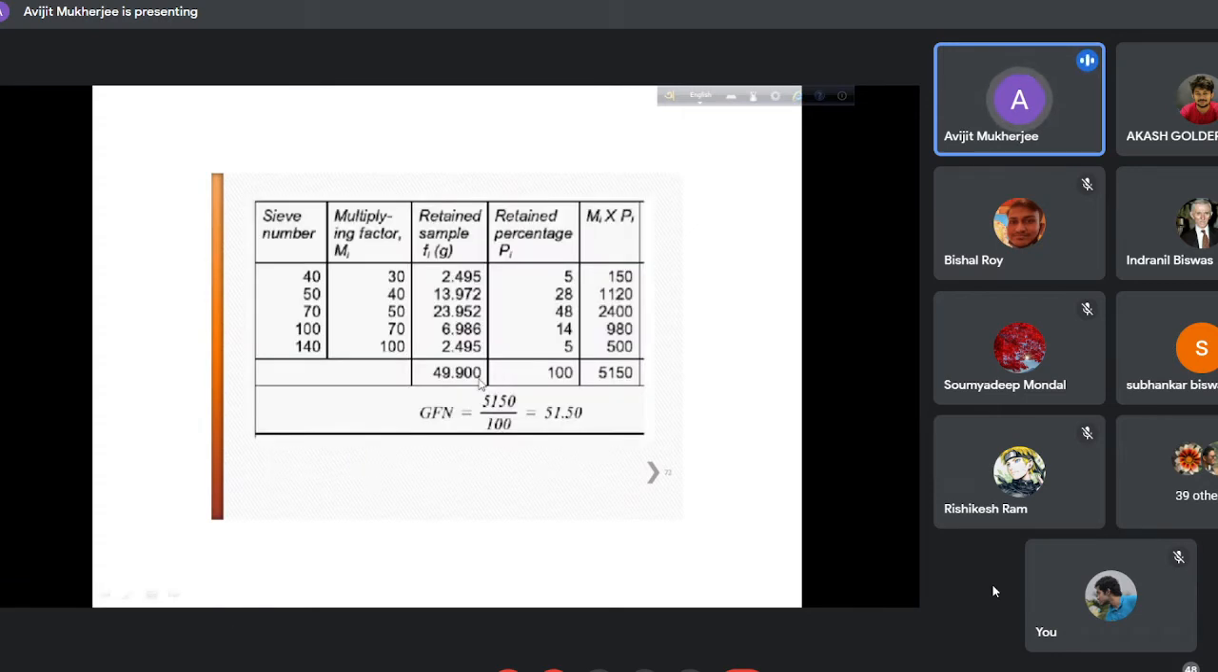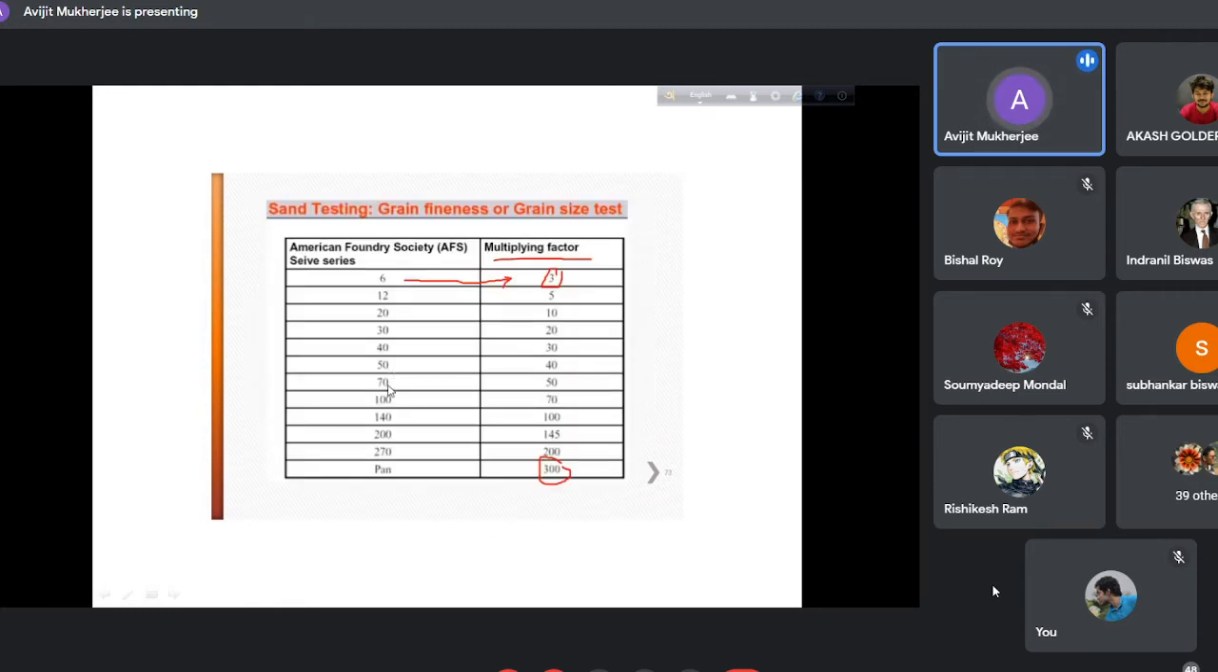So how is it utilized? Say you have collected some sample, and in the trays say 40, 50, 70, 100 and 140. Now you may ask, so in these trays, some samples have been collected, but in the other upper trays or in the lower trays, no sample has been arrested. It means the particle sizes are such that they are arrested only in these trays.